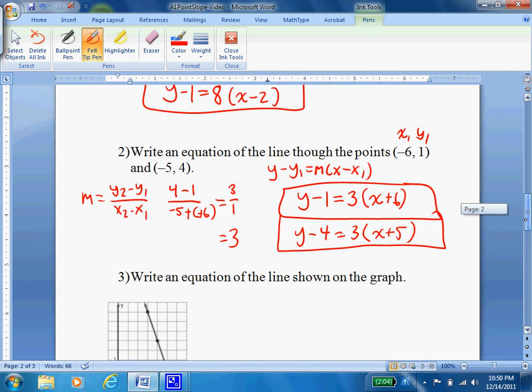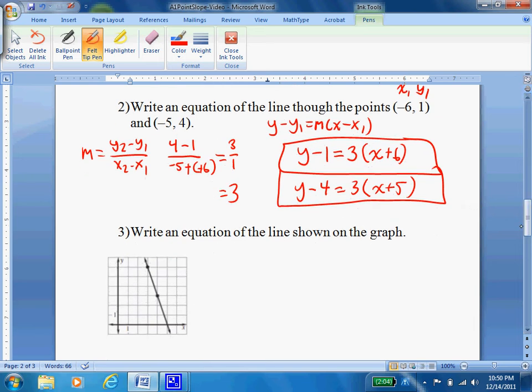Okay, next one. Let's say we're given a picture for this one. Well, I could label the 2 points and then do the slope formula. If you like the slope formula better, then label the 2 points first and find the slope that way. Let's also remember, though, that the slope is equal to the rise over the run.